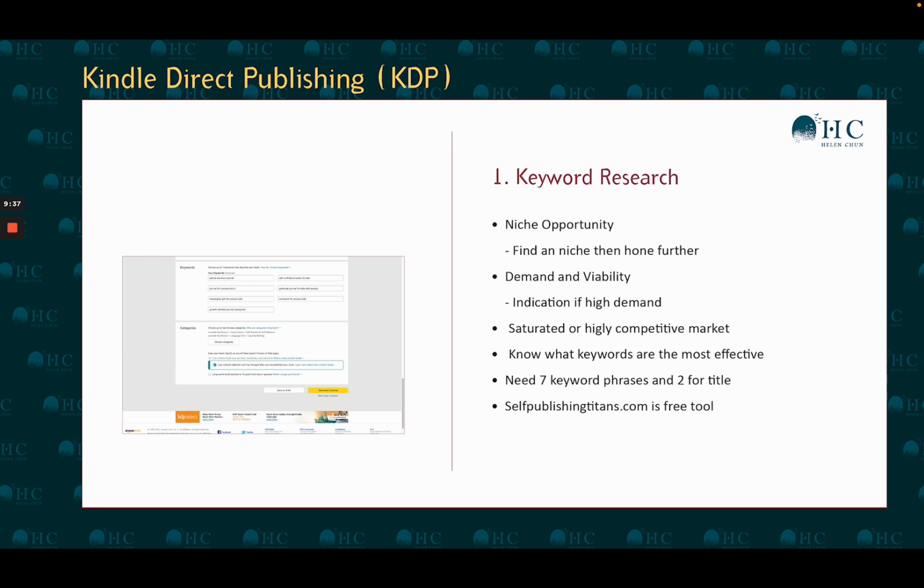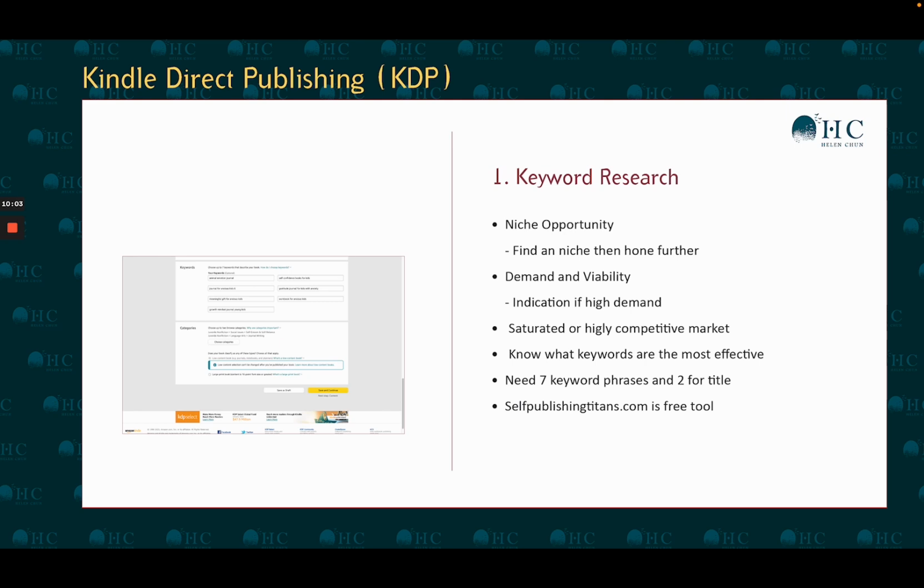Now the aim is to be number 1 in your category, or at least on the first page. So it is important to work out which phrases people are putting in when they do their search on Amazon. So the phrases that will be helpful for you to be found.